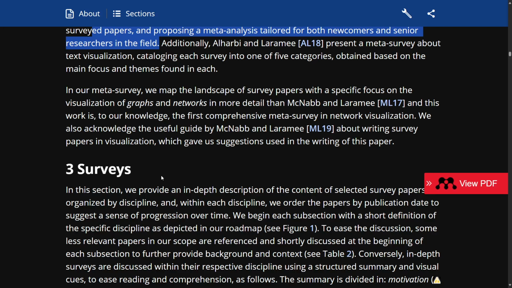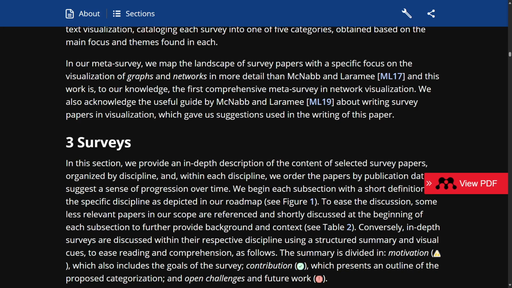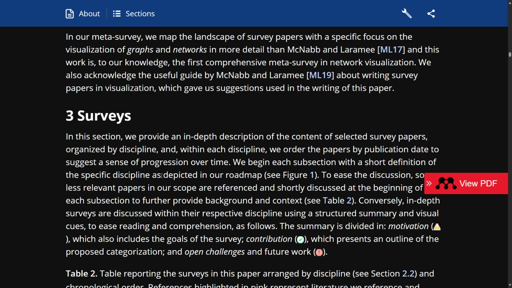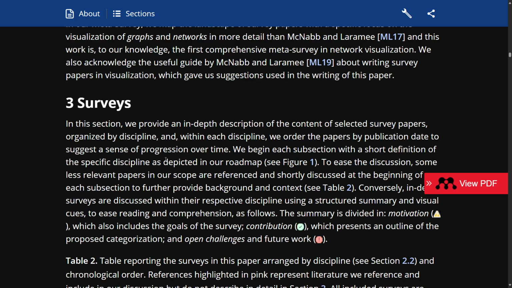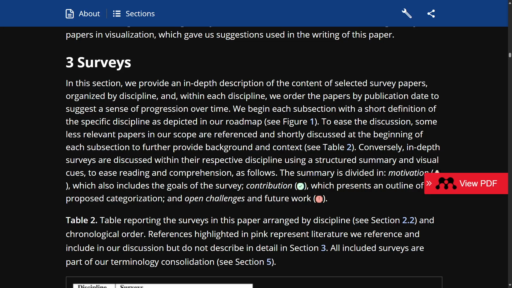In our meta-survey, we map the landscape of survey papers with a specific focus on the visualization of graphs and networks in more detail than McNabb and Laramie, ML17, and this work is, to our knowledge, the first comprehensive meta-survey in network visualization. We also acknowledge the useful guide by McNabb and Laramie, ML19, about writing survey papers in visualization, which gave us suggestions used in the writing of this paper.